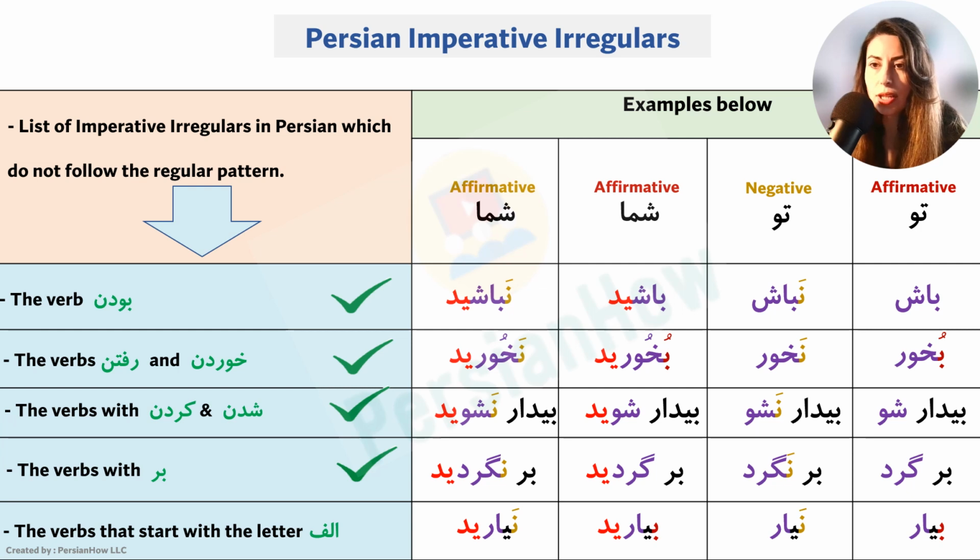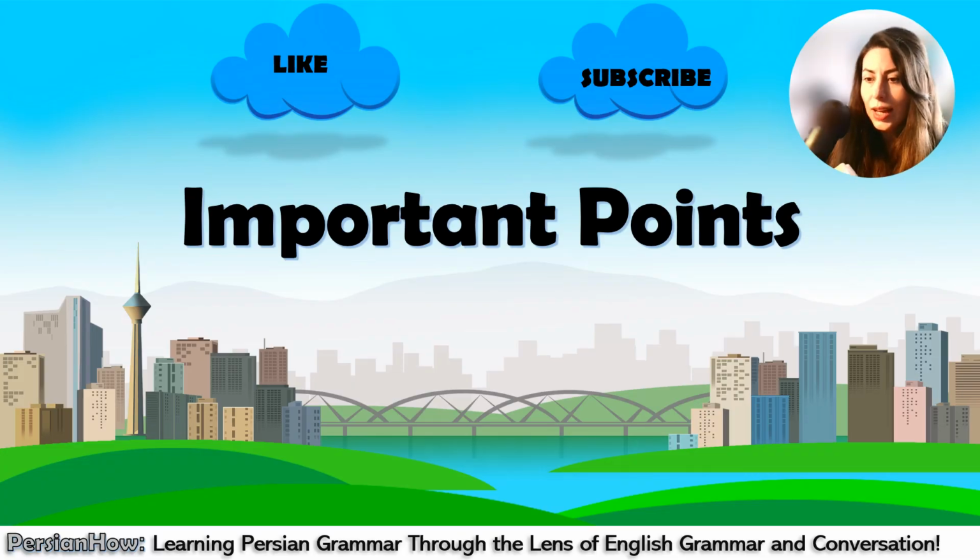We finished the imperative irregulars, and I hope that wasn't too confusing. If it was, then don't worry, you'll just get it with time. You just need some practice. And now there are some important points that you need to know for imperative mood. So now there are just a few important points that you need to know for this lesson.